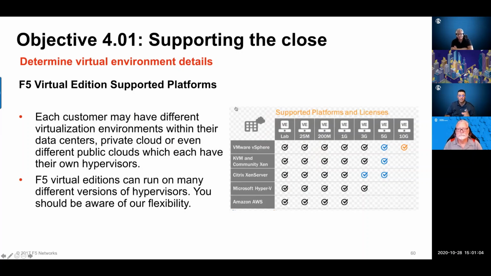If you're going to roll this out as a virtual edition, we have different versions based on bandwidth. We have a lab edition that's about $99 that runs at 10 megabits. But we also have editions from 25 megs to 10 gig.